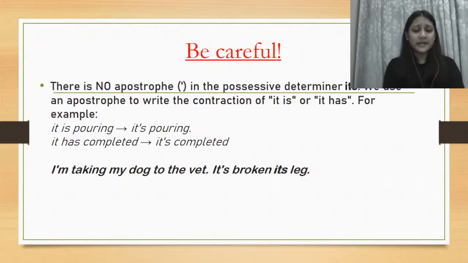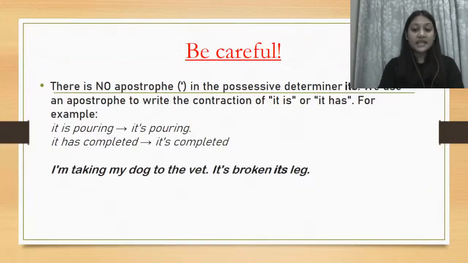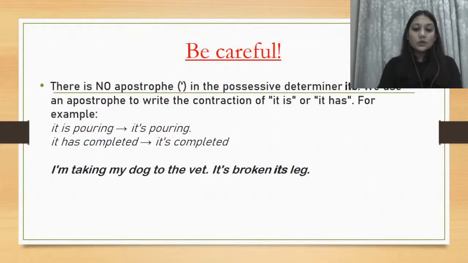Now be careful. There is no apostrophe in the possessive determiner "its," as you have already checked in the previous example, the cat licked its paw. We did not use it apostrophe s, right? We use an apostrophe to write the contraction of it is or it has. Can we say that the cat licked it is paw? No, it's definitely not. We cannot use it this way. The next is the cat licked it has paw. Right. We definitely cannot use it this way. So we use an apostrophe to write the contraction of it is or it has.